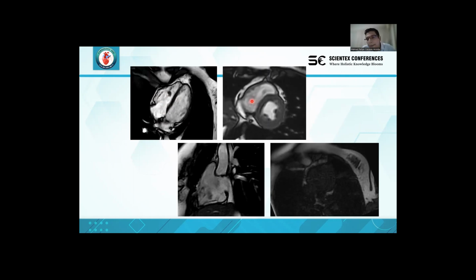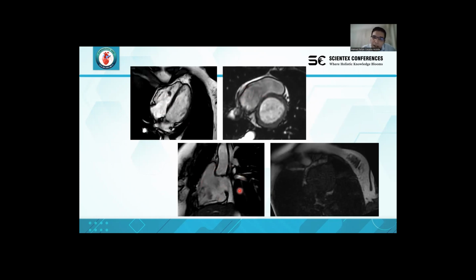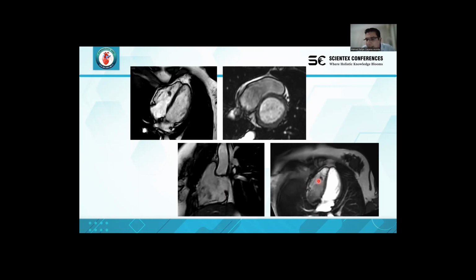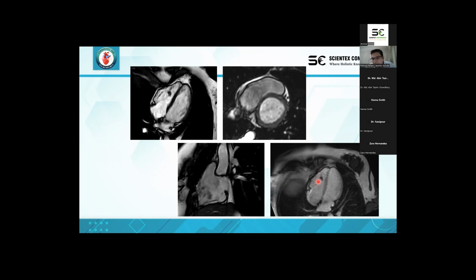This lesion measures 2 centimeters in diameter. The function of the right ventricle is normal. In the long axis two chambers, you can see the same hypointense lesion in the cardiac MRI. In the dynamic perfusion image, you can see the hypointense lesion that is mobile, and it didn't show enhancement.